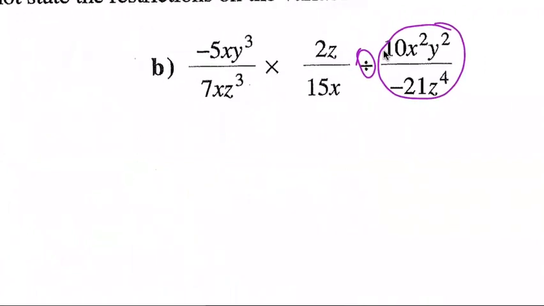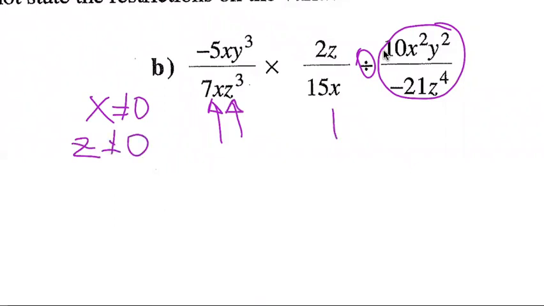Before that though, I'm going to do my non-permissible values. Here, x cannot equal 0. Here, z cannot equal 0. Here is already x cannot equal 0. It's already in there. And here is z cannot equal 0. So that's all of them.